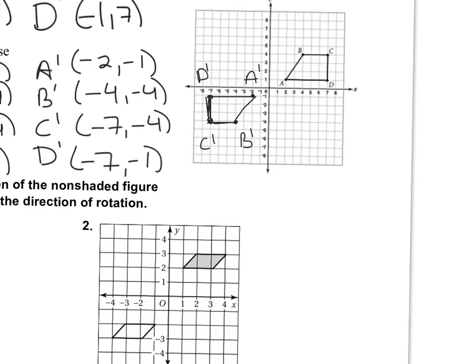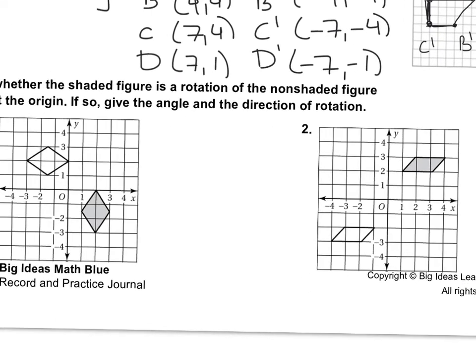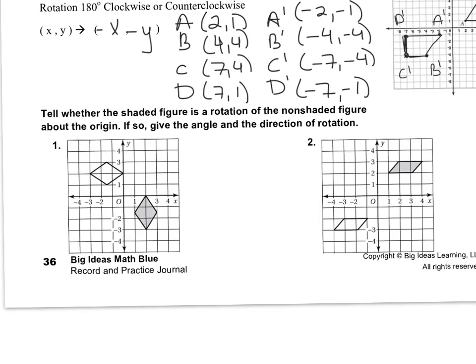And there is your new figure. So whether you take this figure and rotate it 180 degrees clockwise or 180 degrees counterclockwise, it's going to look the same. Okay, the next problem says, tell whether the shaded figure is a rotation of the non-shaded figure about the origin. If so, give the angle and the direction.